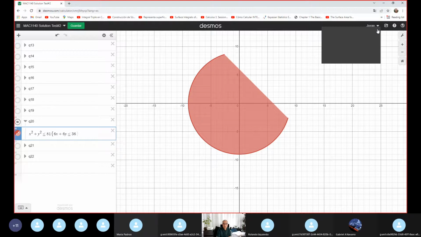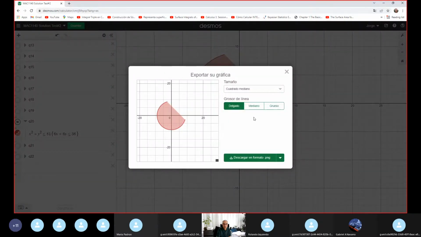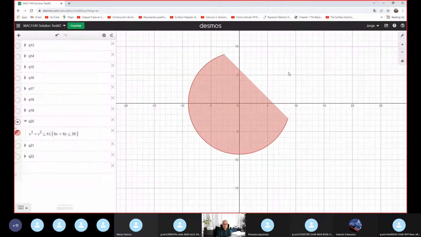And remember, you click here, share the graphic, export like an image. And you select here, you can experiment, medium, hard, and different formats. A bigger square, a medium rectangle, I don't know. I never saw this before, but one good image is okay. No problem.